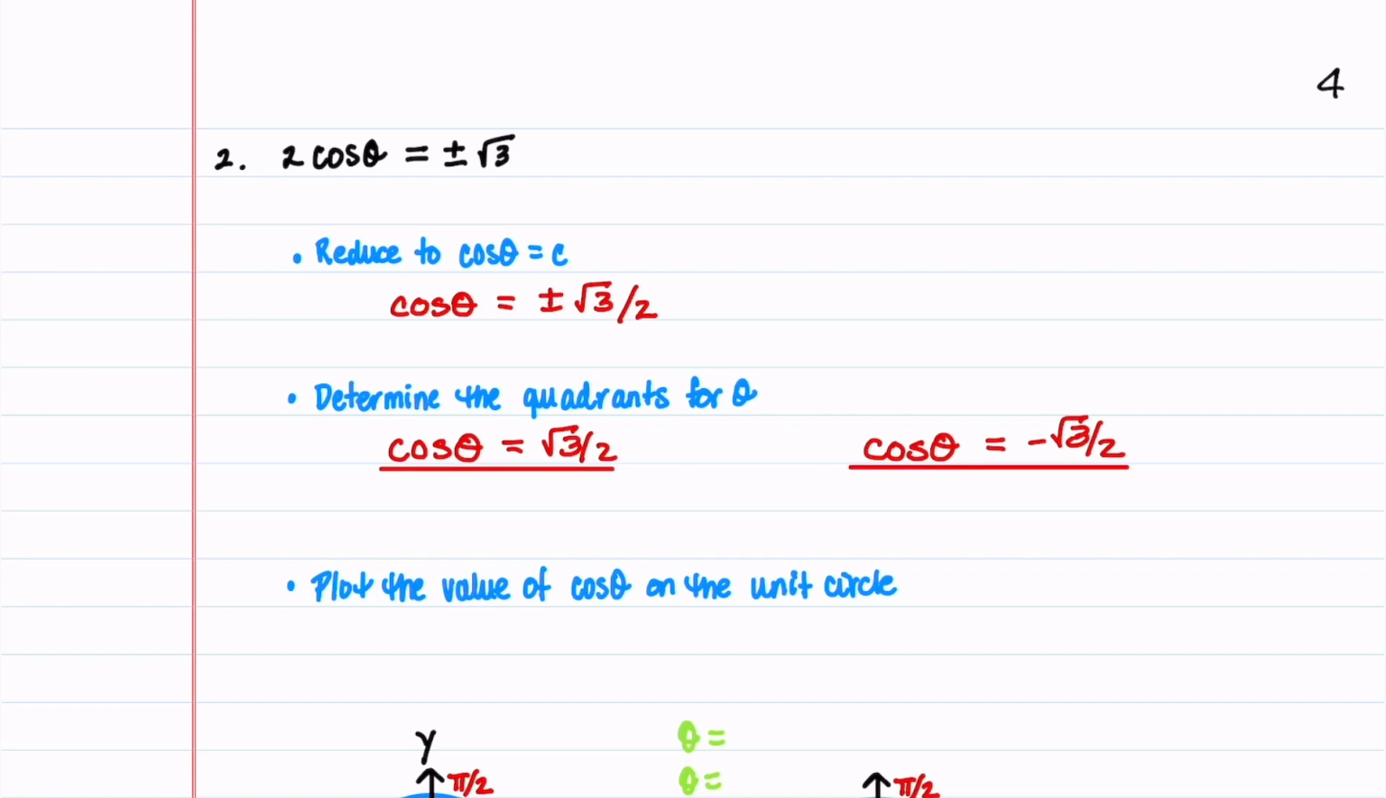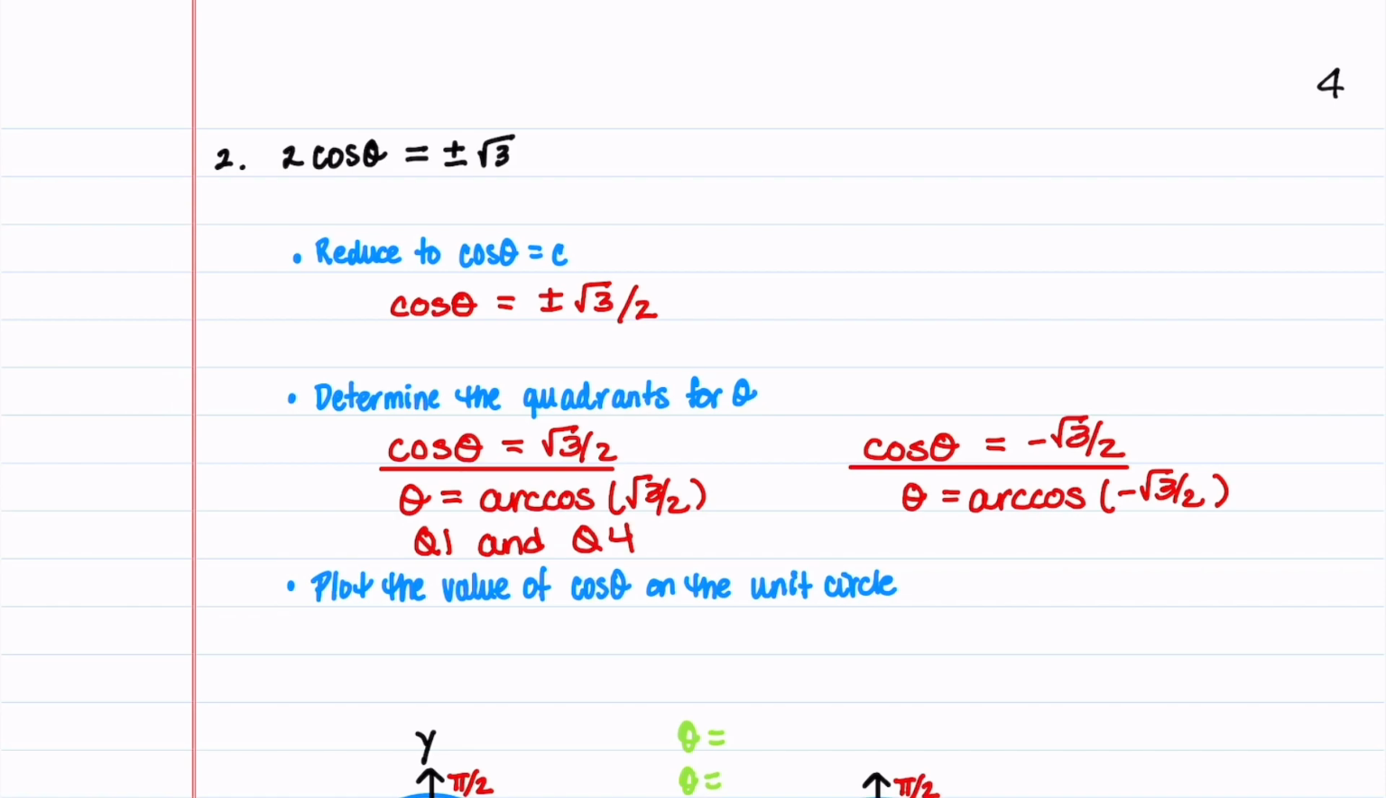When cosine's positive, theta is going to be arc cosine of root 3 over 2 on the left, and for the equation on the right, theta is going to be arc cosine of minus root 3 over 2. When our c is positive and equal to root 3 over 2, our angle is going to be in quadrant 1 and quadrant 4. When our c is negative and equal to minus root 3 over 2, our solution is going to be in quadrant 2 and in quadrant 3, where cosine is negative.